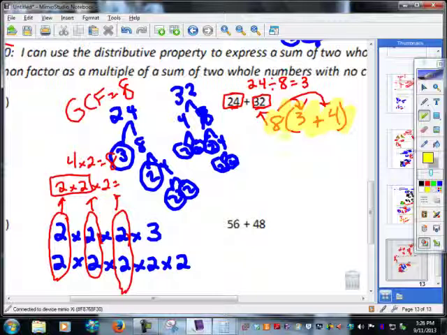That is your answer. Okay, that's the answer, but I don't want you to stop there. Always check it now. What's 8 times 3? 24. What's 8 times 4? 32. Isn't that what we started with?